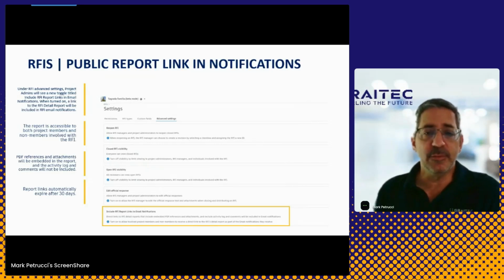So, as a refresher, currently external collaborators in the RFI process can respond to an RFI by responding to the email notification. But there is not always enough information in the email to provide a proper response. For example, they can't see what references are attached to the RFI in the email. Because of that, they're often missing important details.